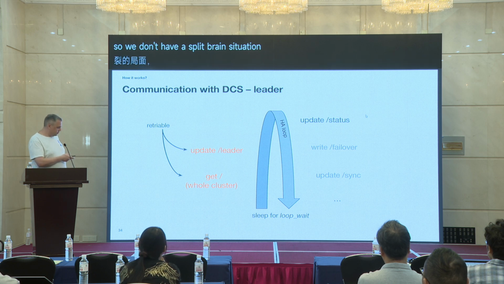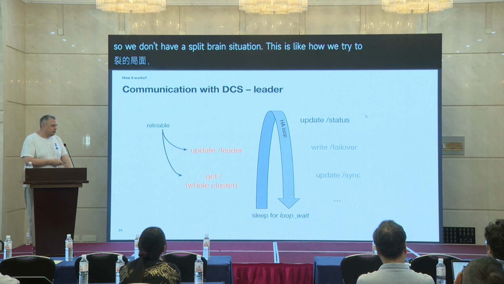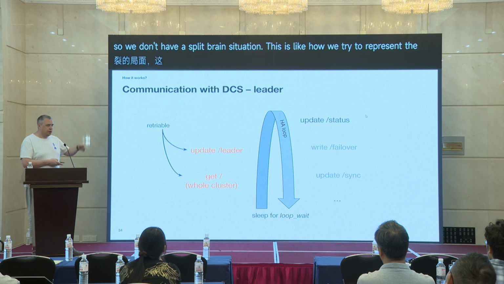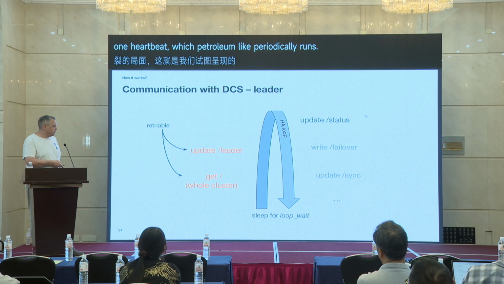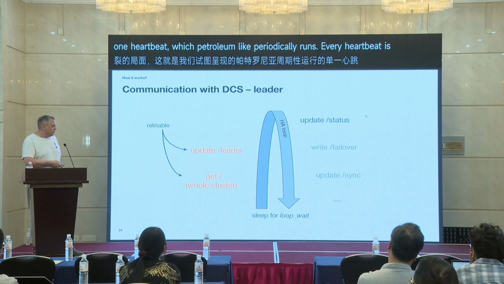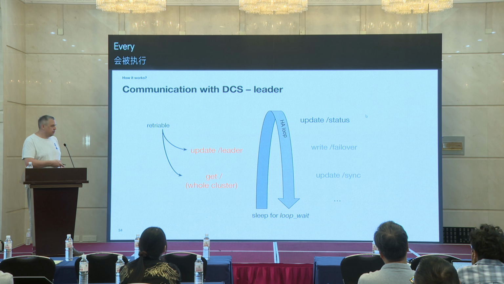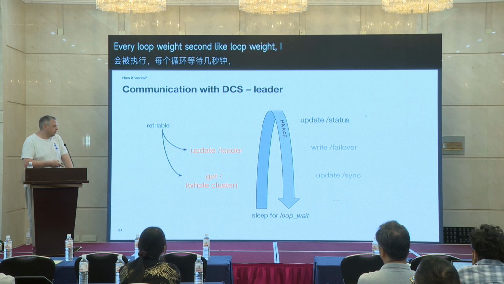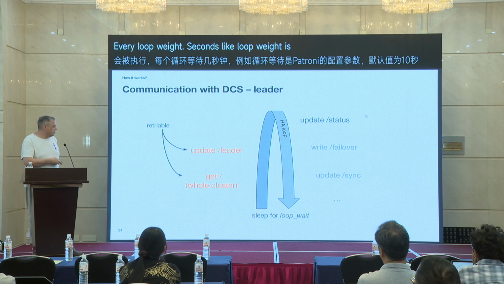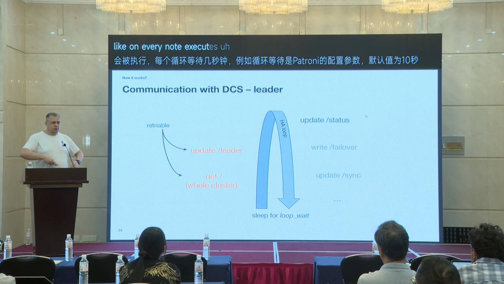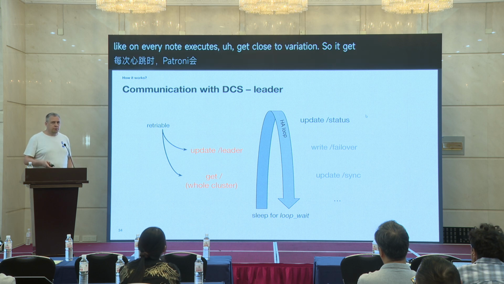So, this is how we try to represent the one heartbeat which Patroni periodically runs. Every heartbeat is executed every loop wait seconds. Loop wait is a configuration parameter of Patroni. By default, it's 10 seconds. And on every heartbeat, Patroni on every node executes the get cluster operation. So it gets the state of the entire cluster from etcd.